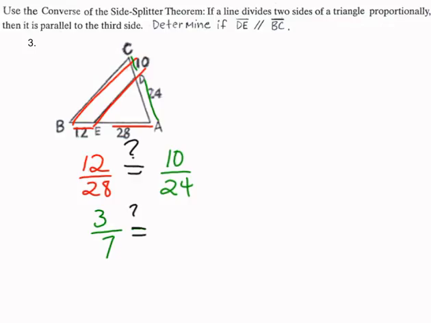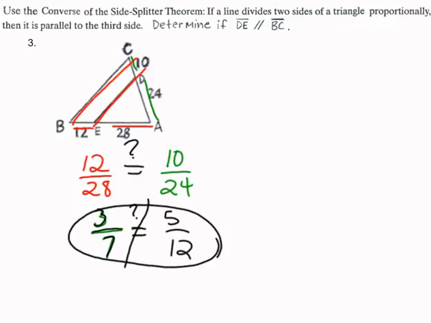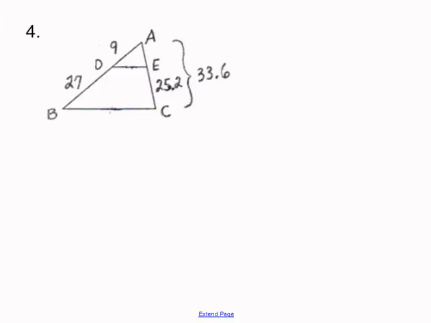Is it equal to, let's see what this one is. I'm going to go by 2s. So I get 5 over 12. They're not equal. So this shows that DE is not parallel to BC. Nope, not at all. So let's try this one. Oh, no, there's math we have to do here.